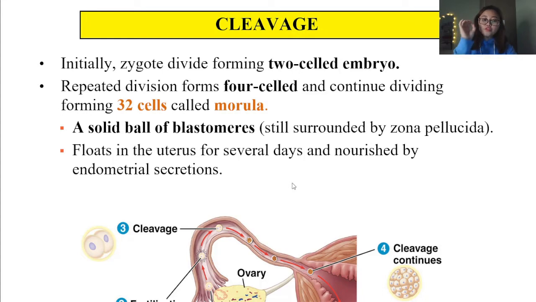And it will float in the uterus for several days and are nourished by endometrial secretions. Sekarang dia masih terapung-apung dalam rahim dan diberikan zat ataupun nutrisi daripada endometrial secretion. Means dinding rahim tu sedang mengeluarkan zat-zat yang diperlukan oleh embryo.